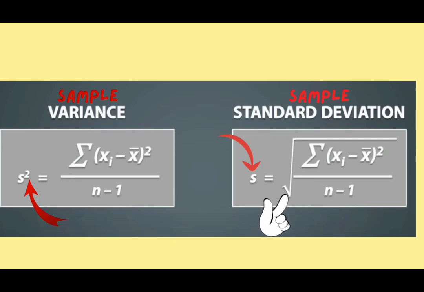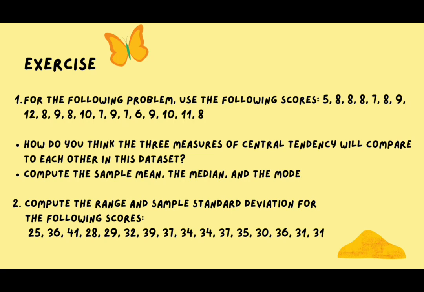While in sample standard deviation, S equals the square root of summation of data set minus mean squared over number of data set minus 1. So, ang difference lang is the square root sign. Now, we go to the exercises. Answer this one. Okay, this will be your sample exercise that you will do, and then we're going to check it later.